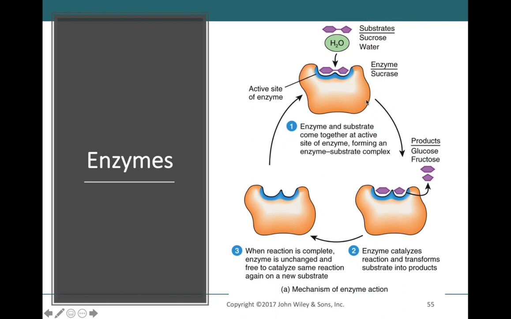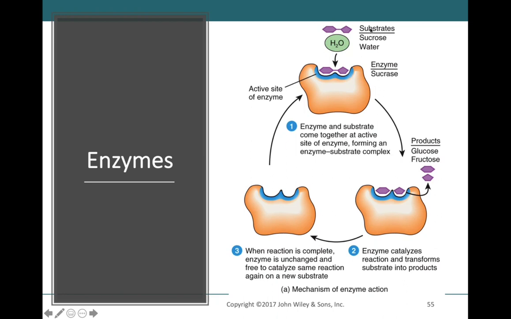So this enzyme is showing us sucrase. Remember, sucrase is going to be the enzyme that breaks down sucrose. The suffix here, ase, is going to tell us that we're looking at an enzyme. So sucrase refers to this enzyme here. It's going to have an active site that's going to allow for sucrose and water to come in and bind, and that's going to catalyze this reaction.